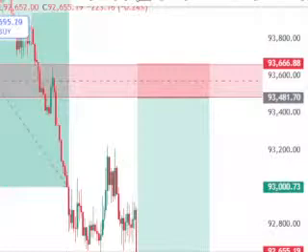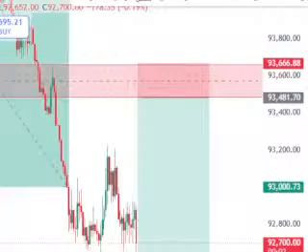Now let's talk about who actually trades Forex, right? There's a few groups of people. The first one is what we have, the big banks.